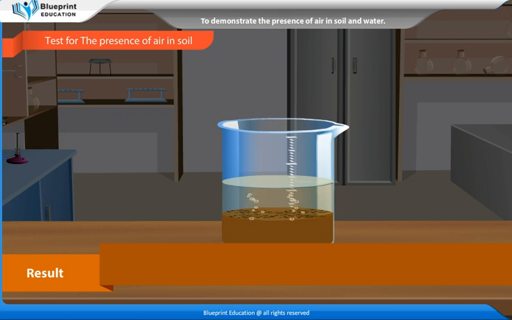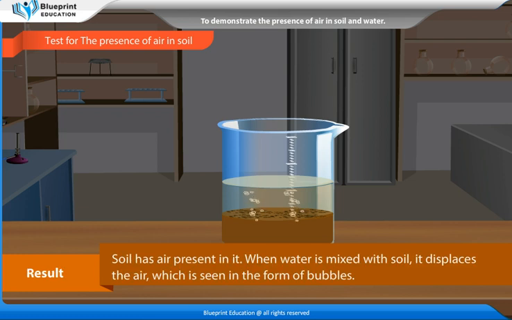Result: soil has air present in it. When water is mixed with soil, it displaces the air, which is seen in the form of bubbles.